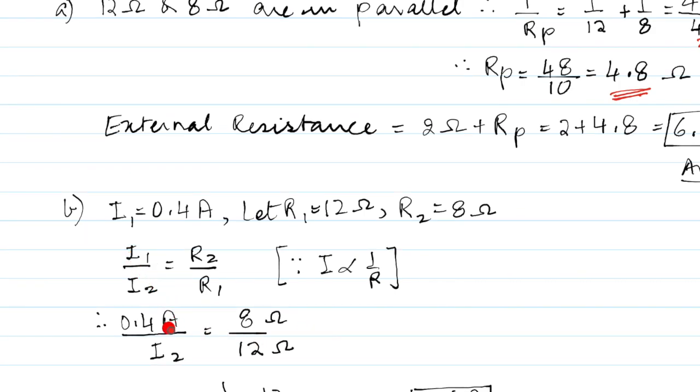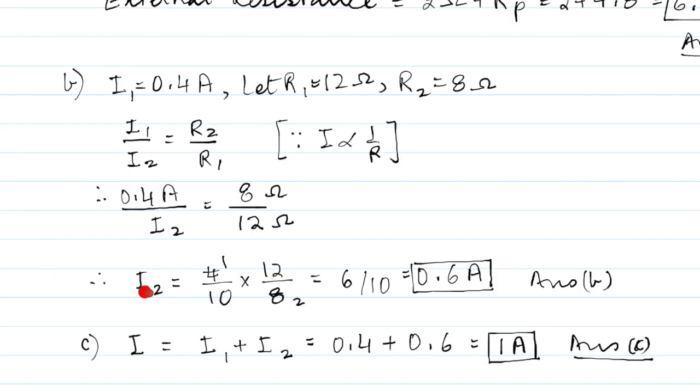Okay, so I1 will be 0.4 ampere, I2 we do not know, R2 is 8 and R1 is 12, and then we shall say I2, which comes here, and 8 upon 12 goes that side, so it becomes 12 upon 8. So 0.4, I'm writing 4 upon 10. This is 12 upon 8. So 2 ones and 2 sixes. So 6 upon 10 gives us 0.6. So that becomes our second mark.